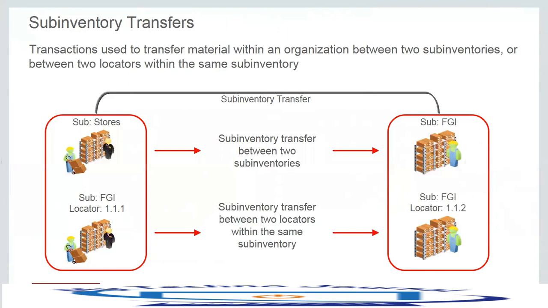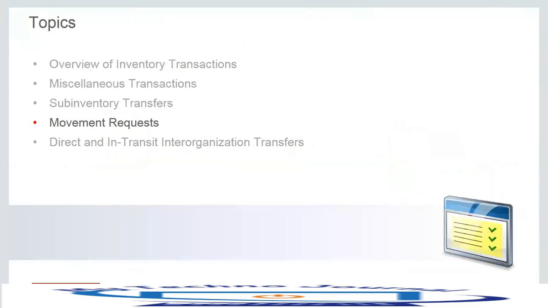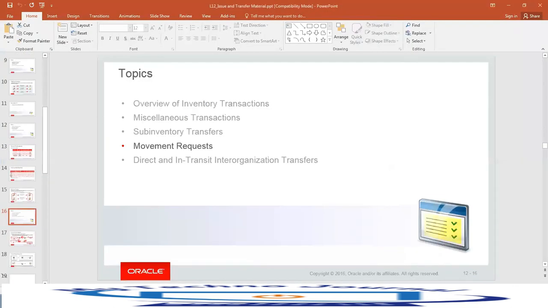Some of the uses of sub-inventory transfer would be replenishing from bulk storage sub-inventories to front-loading picking locations, rebalancing inventory locations for space management, transferring between asset and expense sub-inventories, and also it could be transferring between tracked and non-tracked sub-inventories. So before we go ahead and check on movement request, we could also go and check the sub-inventory transfer as well. So let us go ahead and create a sub-inventory transfer on the instance.